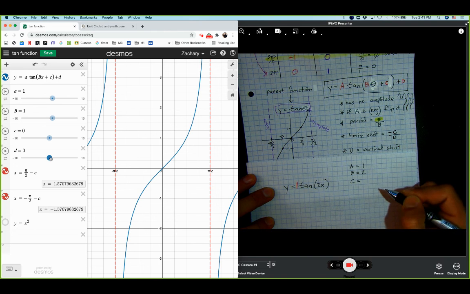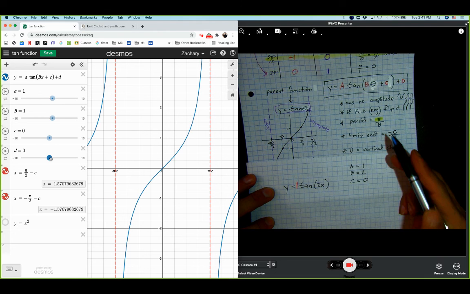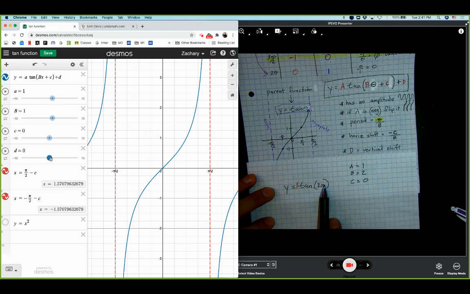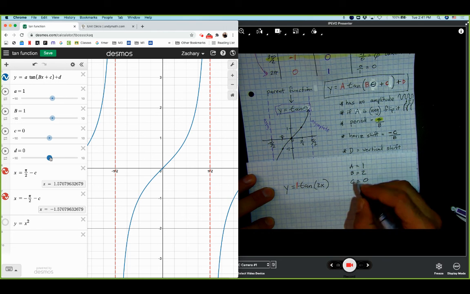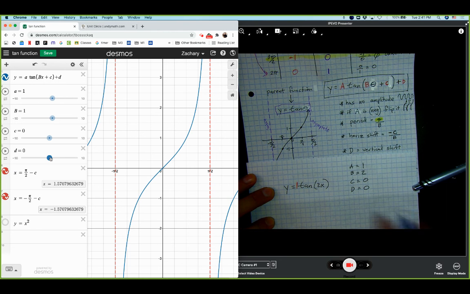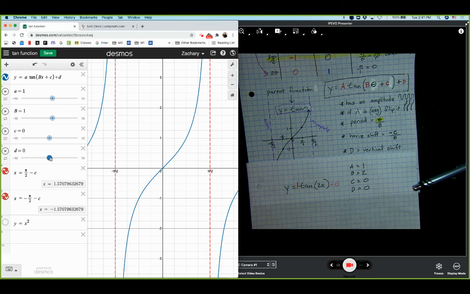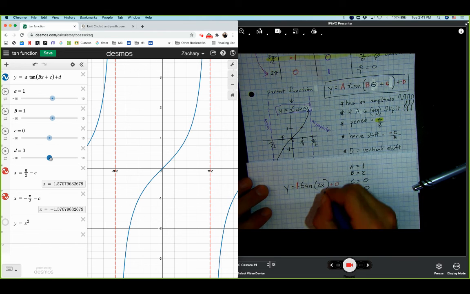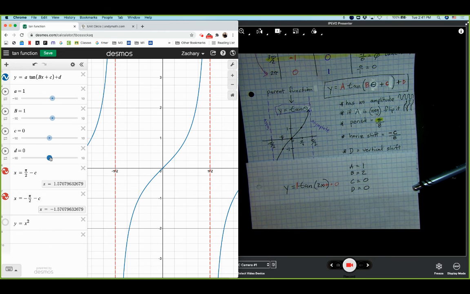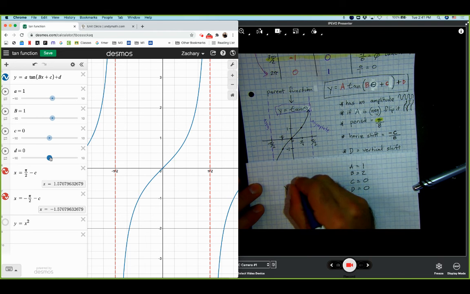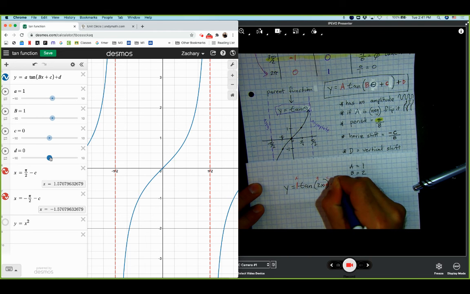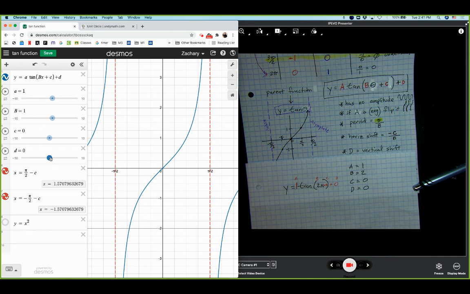C is 0. There's no theta plus 4, no 2x plus pi. It's not in there. And D is 0 as well, because that's plus 0. Well, there's a plus 0 in here too, I guess I could put it in there. Why not? So we have A, we have B, we have C, we have D. We already have a lot of information.